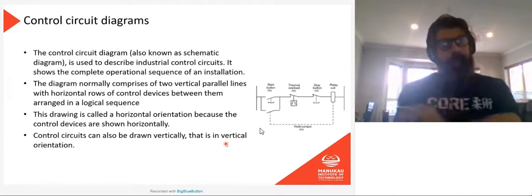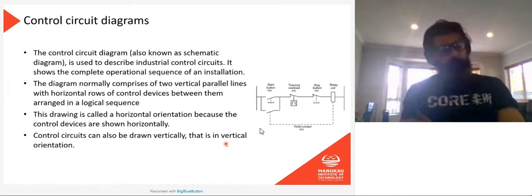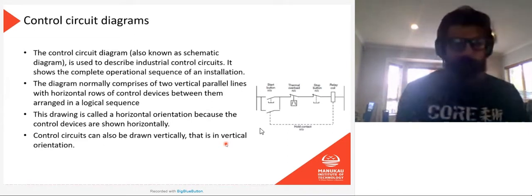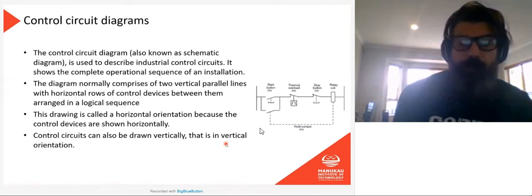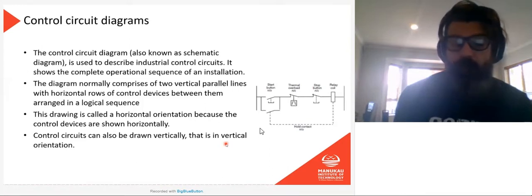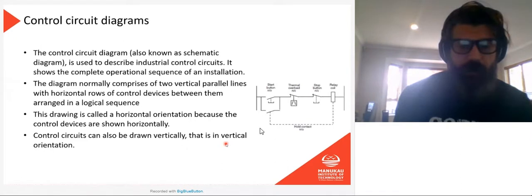All right, so this slide here, control circuit diagrams. The control circuit diagram is used to describe industrial control circuits. It shows the complete operational sequence of an installation. The diagram normally comprises two vertical parallel lines with horizontal rows of control devices between them arranged in a logical sequence. The drawing is called a horizontal orientation because the control devices are shown horizontally. Control circuits can be drawn vertically as in a vertical orientation.